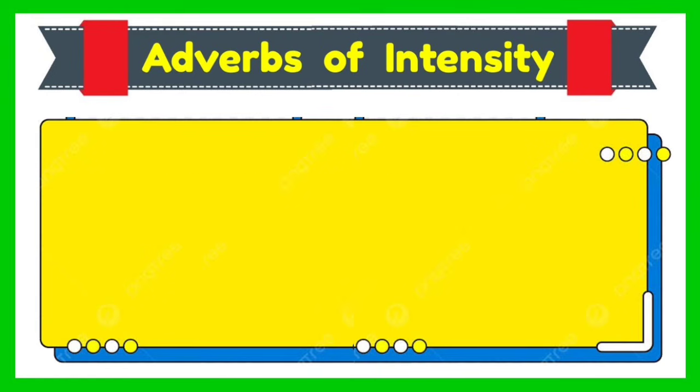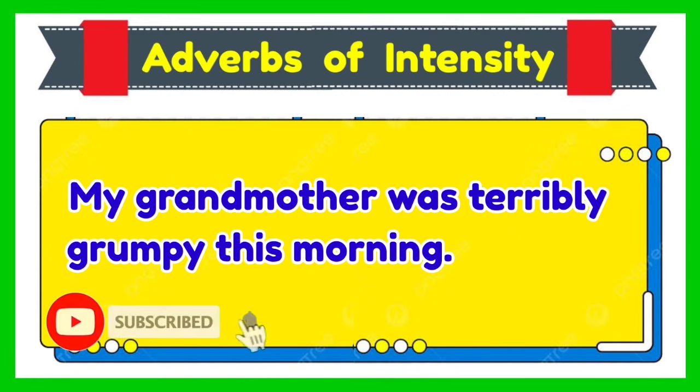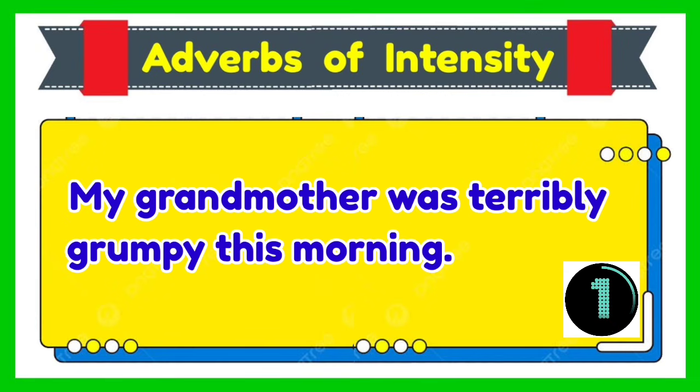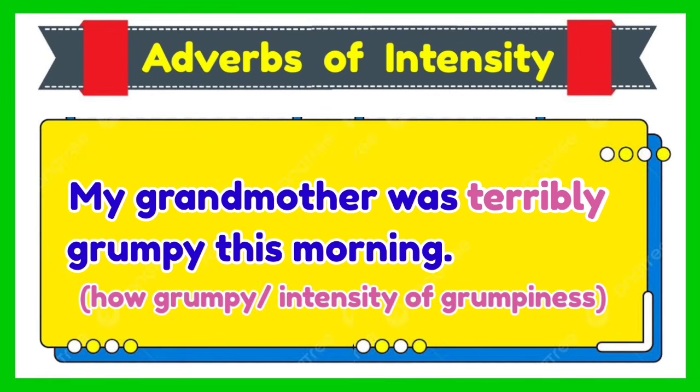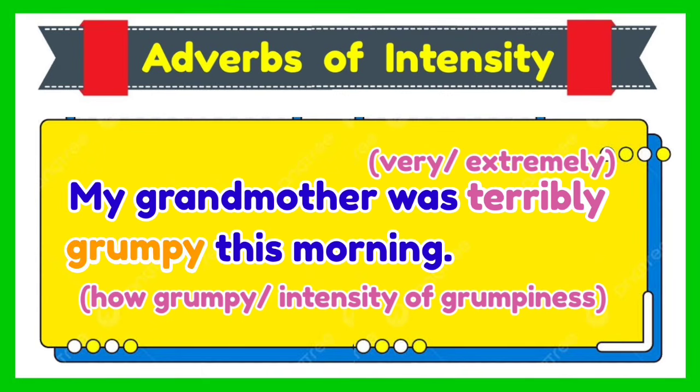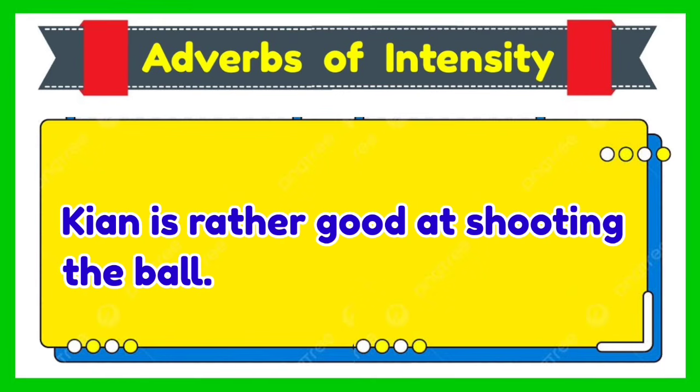Okay, let's start. My grandmother was terribly grumpy this morning. It is terribly. It tells how grumpy or to what extent was the grumpiness of my grandmother. Terribly means the same as very or extremely. It modifies the adjective grumpy. Is it clear?